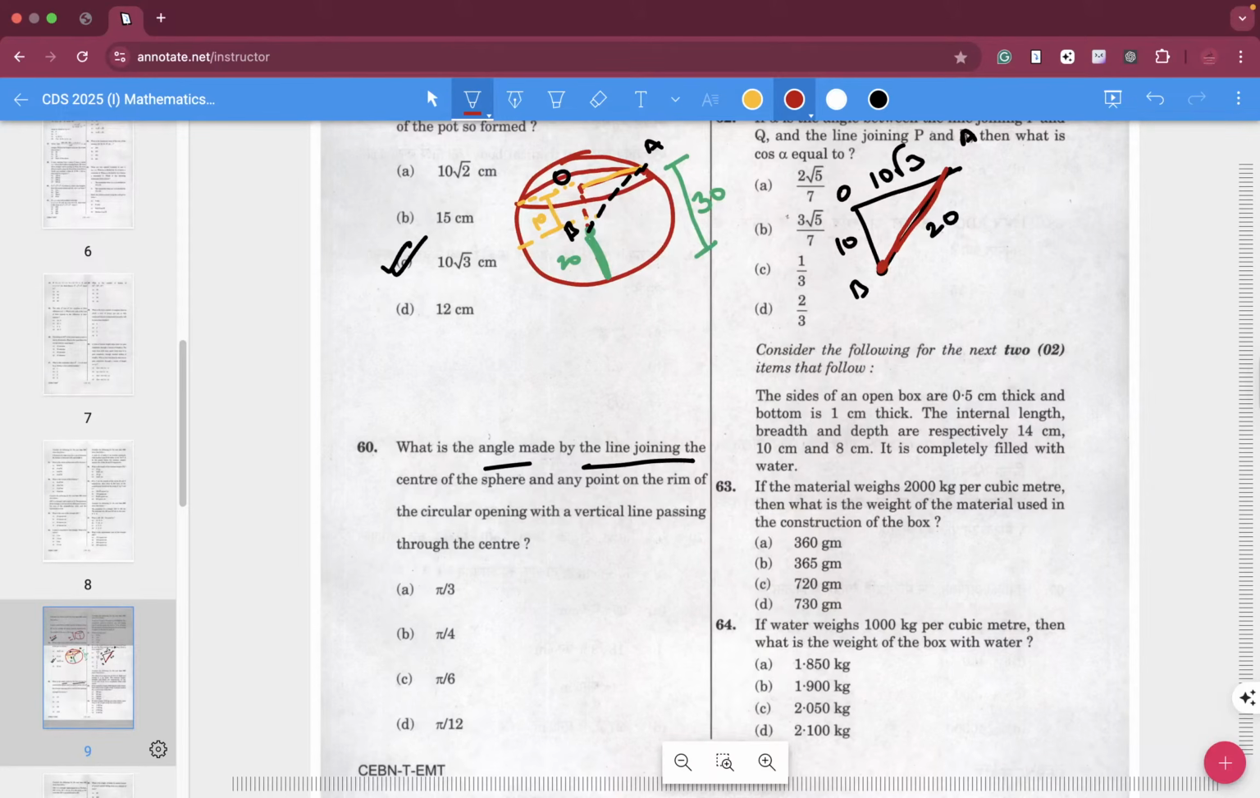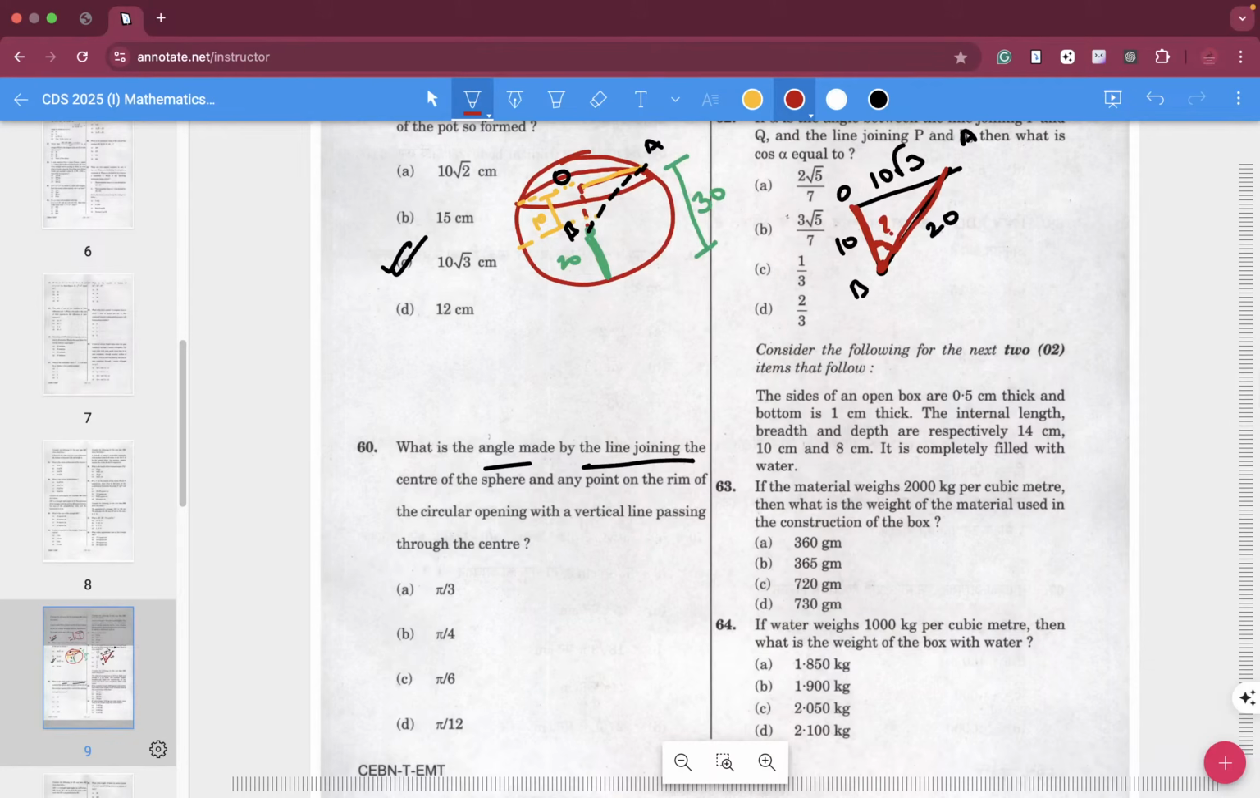The question: what is the angle made by the line joining the center of the sphere and any point on the rim of the circular opening with a vertical line passing through the center? So they are basically asking what is this particular angle.